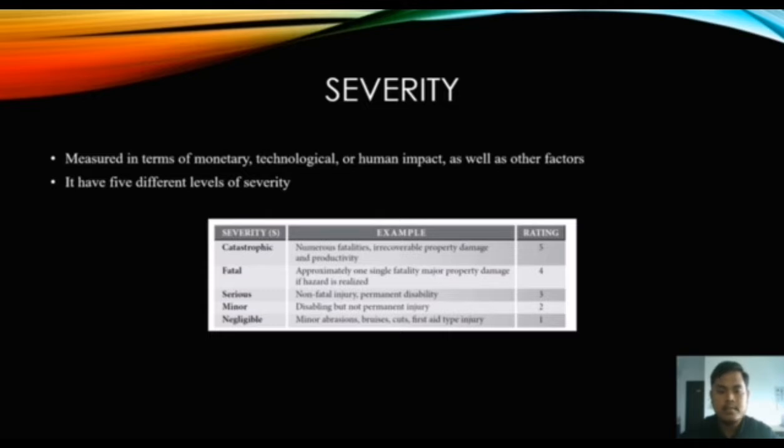Next, the fatal. The example is approximately one single fatality, major property damage if the hazard is realized. The rating is 4. Okay, the third is serious. For the example, non-fatal injury, permanent disability.